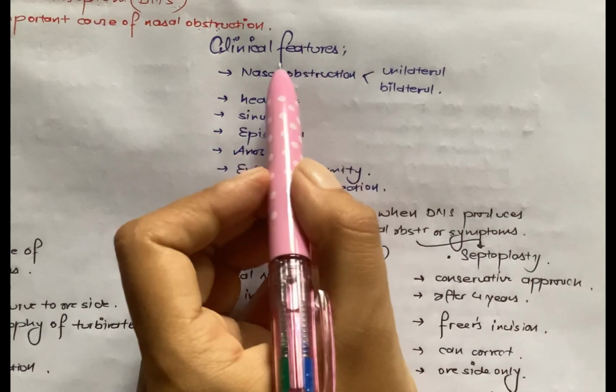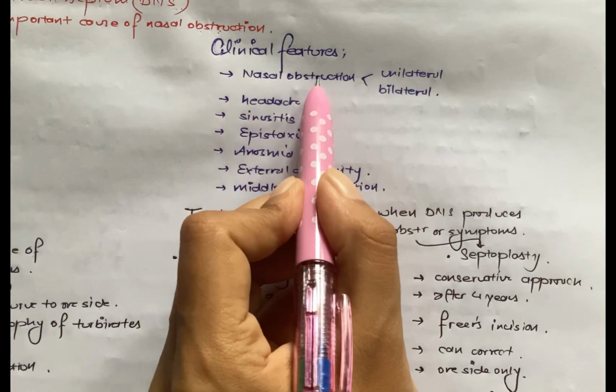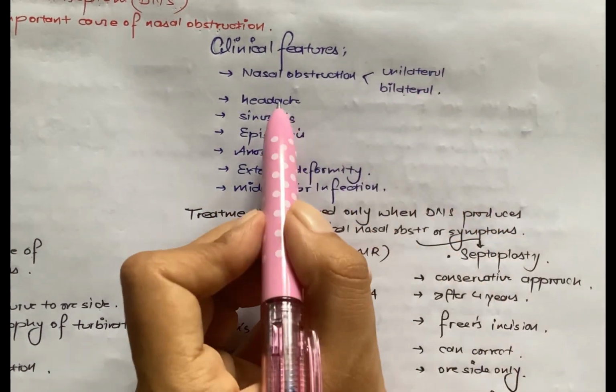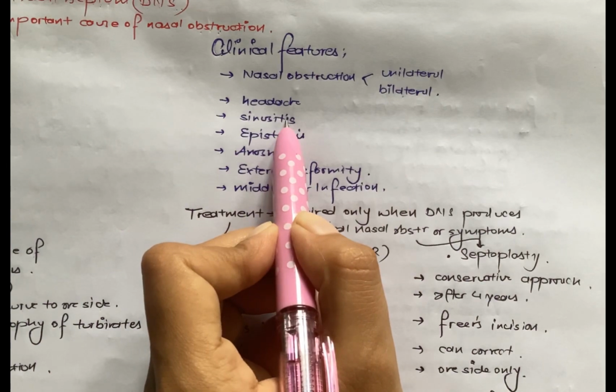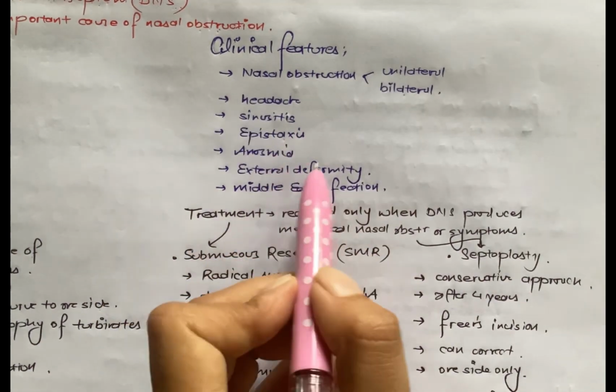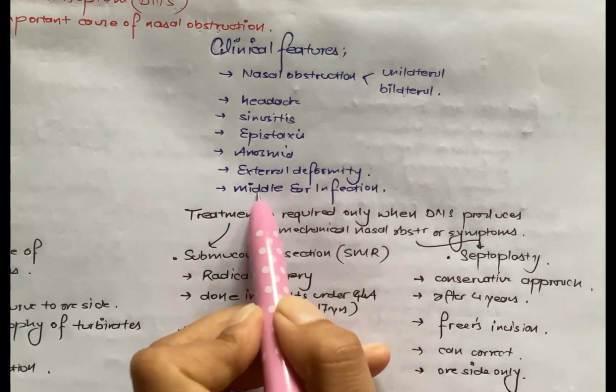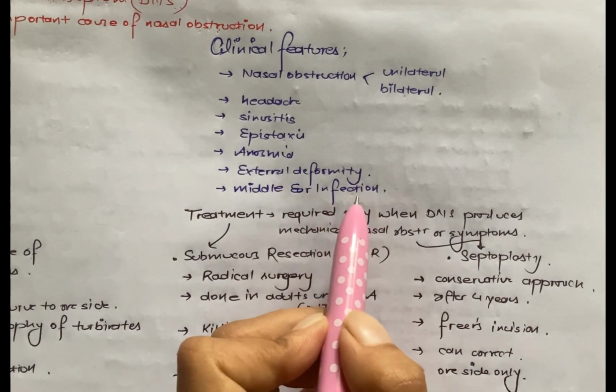Now moving on to the clinical features, there will be nasal obstruction in the patient that may be unilateral or bilateral. The patient may complain of headache, sinusitis, and there could be presence of epistaxis as well, and there will be anosmia, external deformity as well, and middle ear infections can also be seen.